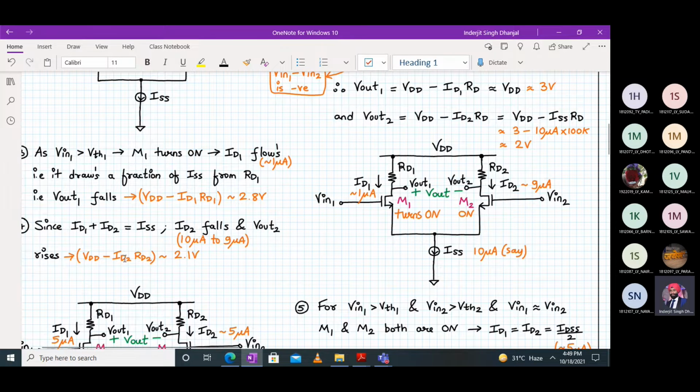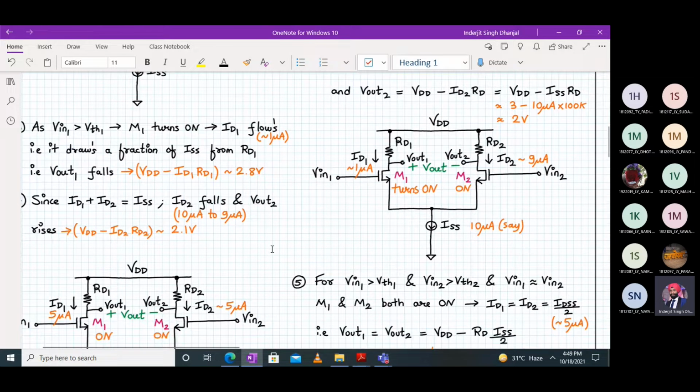It will be 3 minus 9 microamperes into 100K. So that will be 2.1 volt, I guess. Okay. Is this case clear to you?